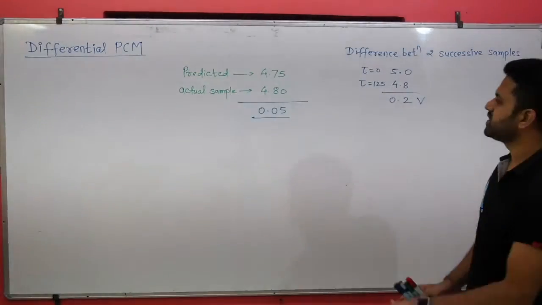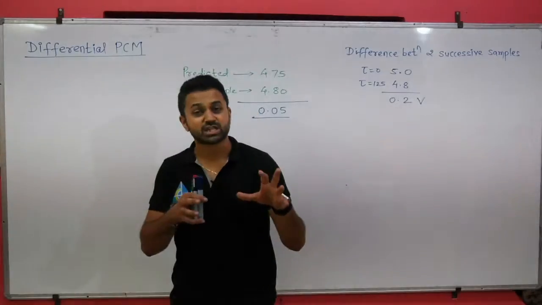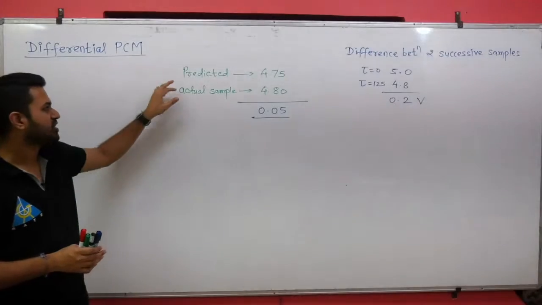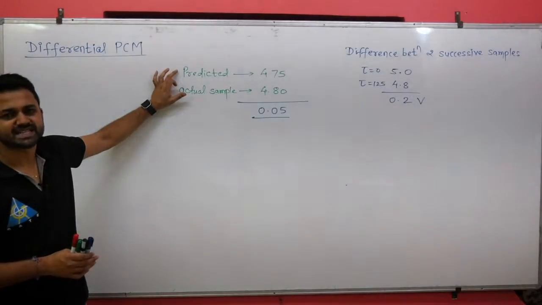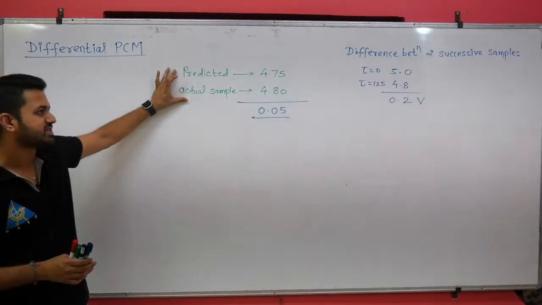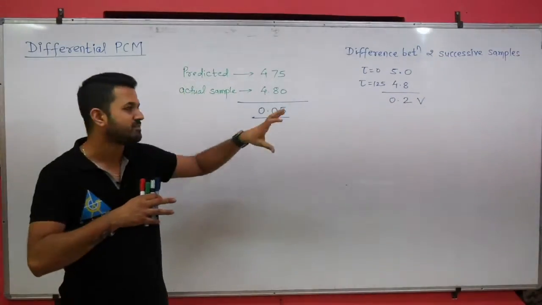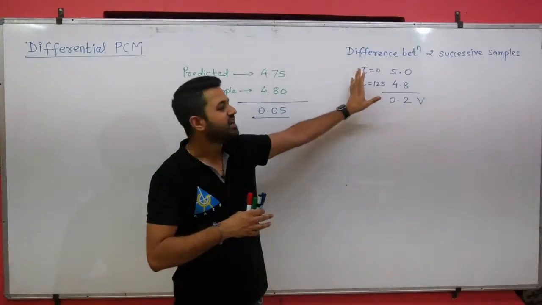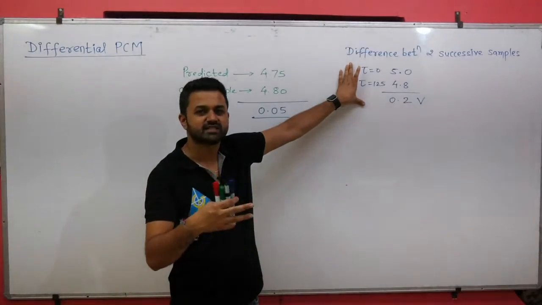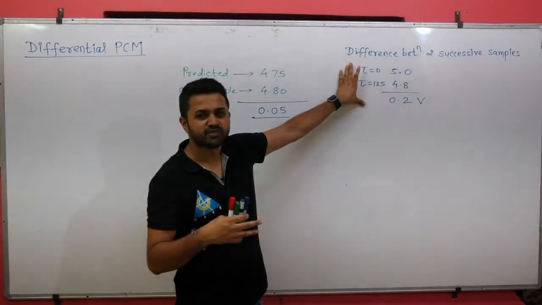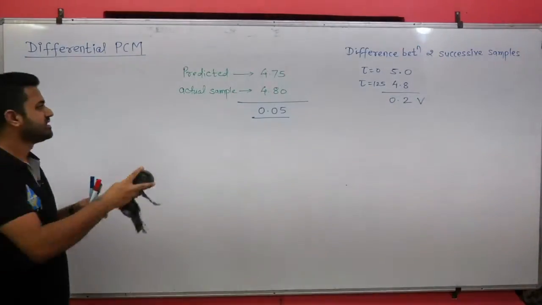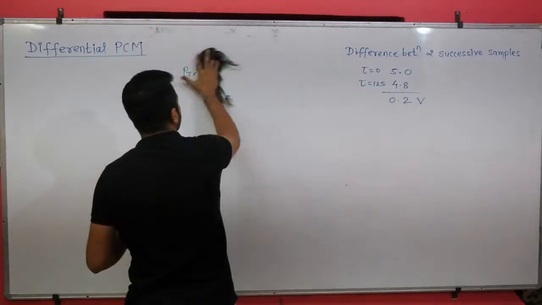So I think now you have understood the actual principle of differential pulse code modulation. Differential pulse code modulation is the difference between the predicted sample and the actual sample. It started from this particular discussion, and after that we improvised that system by taking the difference between the actual sample and the predicted sample.